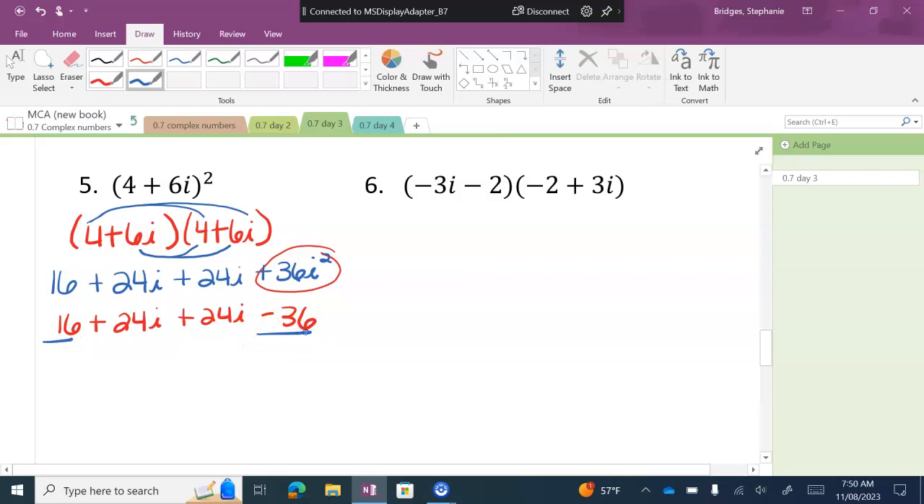16 minus 36. If you're not good with adding your integers, use a calculator, okay? You can do 16 minus 36 or 16 plus a -36. Either way, that's going to give us what? -20. And then my imaginary parts, a 24i and 24i add together to give me 48i. Is there anything else I can do with that?